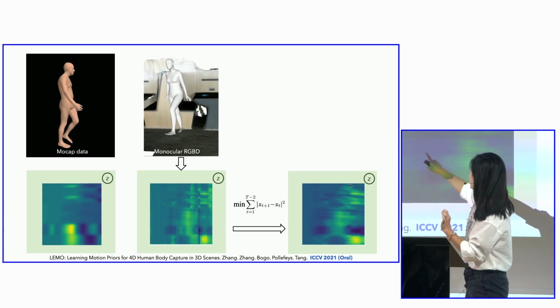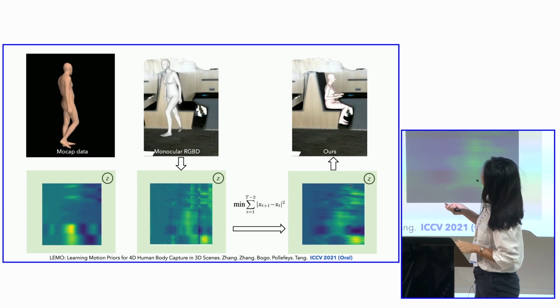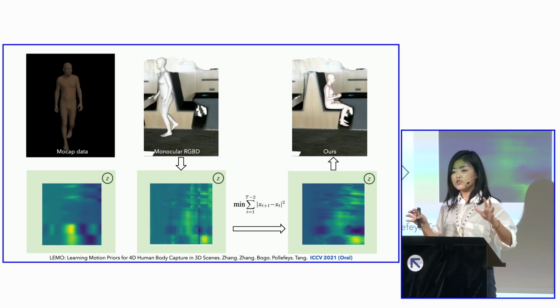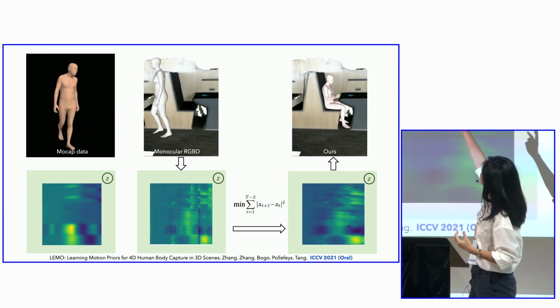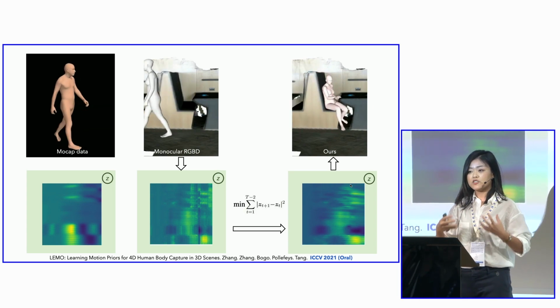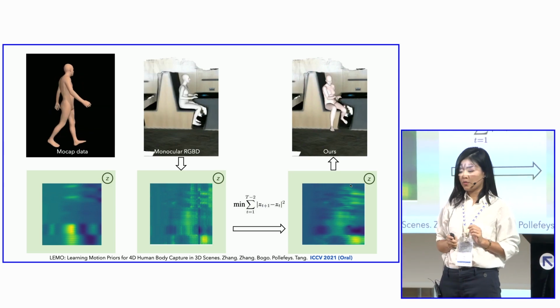So basically, by computing this loss, we backpropagate this gradient into the input, and this is what we get. You can see from the very jittered, non-smooth motion, now with just a monocular camera, we can get, I mean, it's not really as good as that one, but it becomes much better, much smoother, much more natural human motion, right? So this is the simple idea behind this work.